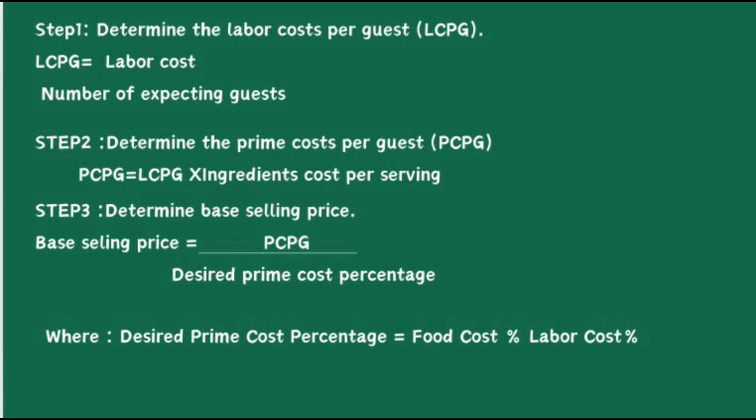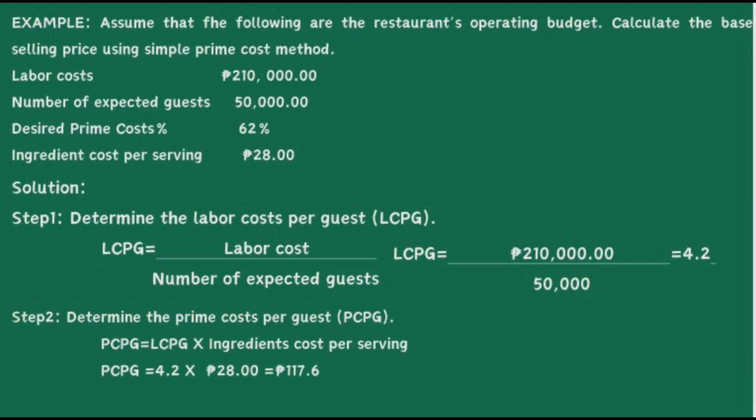Step 3, determine base selling price. Base selling price equals prime cost per guest over desired prime cost percentage, where desired prime cost percentage equals food cost percent plus labor cost percent. Example, assume that the following is the restaurant operating budget. Calculate the base selling price using the simple prime cost method. Labor cost equals 210,000, number of expected guests 50,000, desired prime cost percent 62%, ingredient cost per serving 28 pesos.